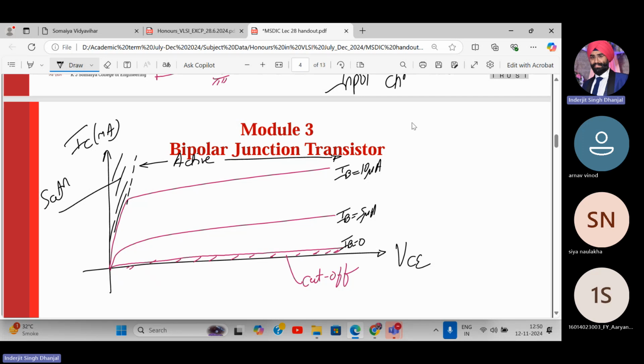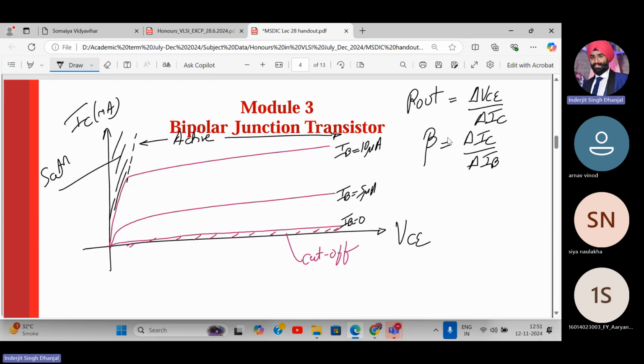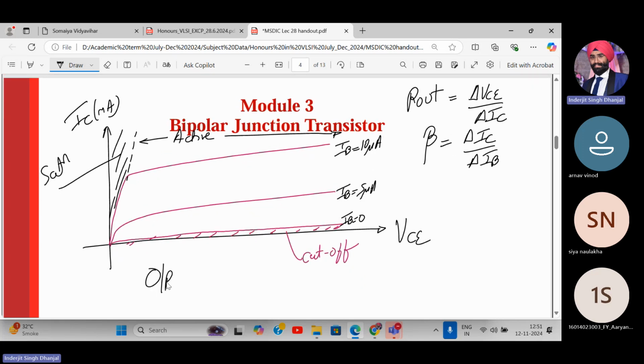Then we can also calculate R out from the output characteristics, also called RO. How can we calculate R out of this BJT? It is delta VCE upon delta IC. We can also calculate beta, delta IC upon delta IB. So we can extract these parameters from the output characteristics of the NPN BJT. Beta is the current gain, and R out is the output resistance of the BJT.